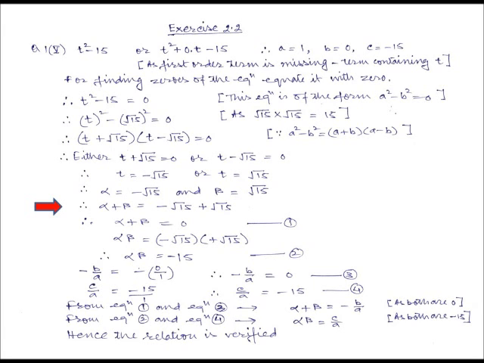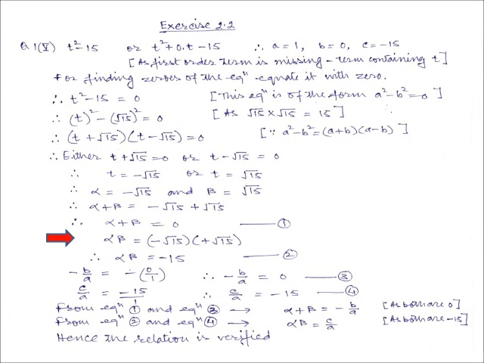Now adding both the roots, we get alpha plus beta is equal to minus under root 15 plus under root 15. That comes out equal to 0. Therefore, alpha plus beta is equal to 0, is the first equation. Multiplying both the roots, we get alpha into beta is equal to minus under root 15 into plus under root 15. Therefore, alpha into beta is equal to minus 15. This is equation number 2.